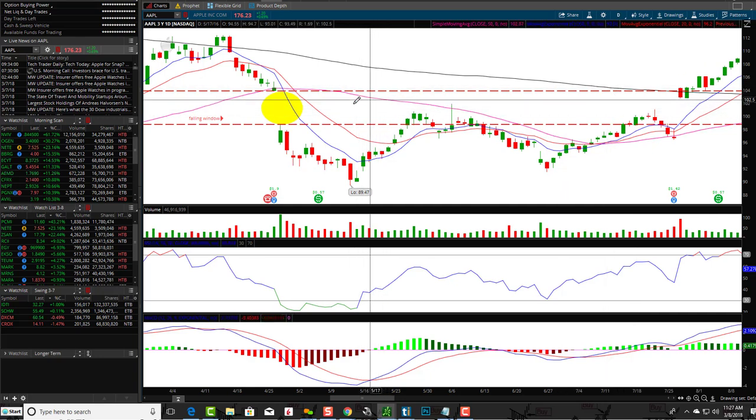So incredibly important, these support and resistance areas. Gaps are incredibly important and critical support and resistance areas.